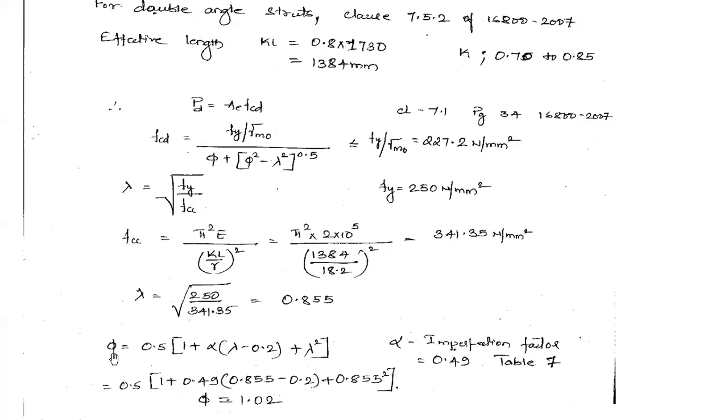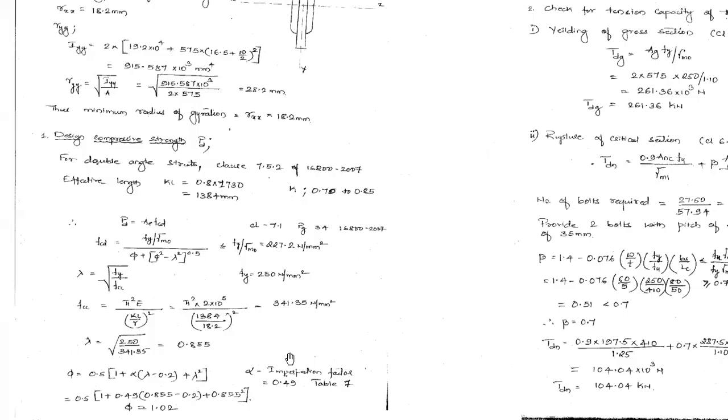Now what about our phi value? If I substitute these lambda and alpha values in this and calculate, phi comes out to be 1.02. That is the value of phi.